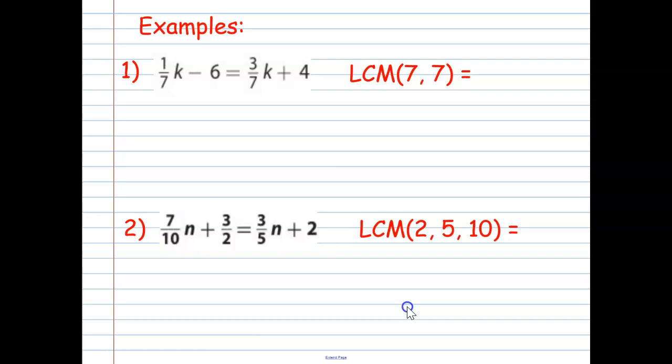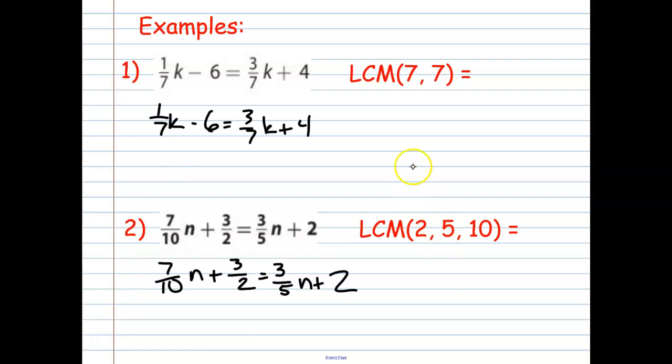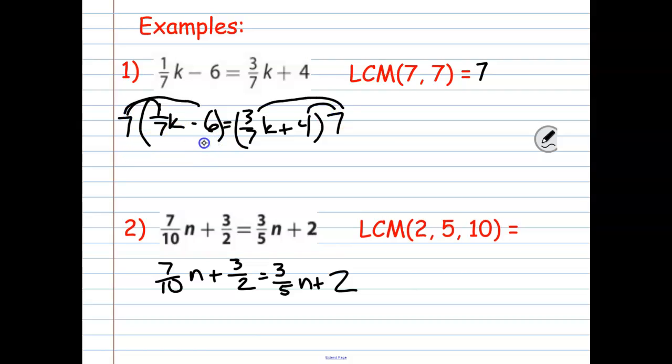All right, let's do a couple for our notebook. So nice, we're going to write it twice because we're going to ugly this thing up. So go ahead and write it twice. All right, so now I'm going to look at my denominators here, and I'm going to find the LCM of my denominators. So what's the LCM of 7 and 7? That's easy. It's 7. So now I'm going to do step 2, and I'm going to put giant parentheses on here. I'm going to put a 7 on the outside, and I'm going to bump it to help me remember that I need to multiply by every single term on the inside.